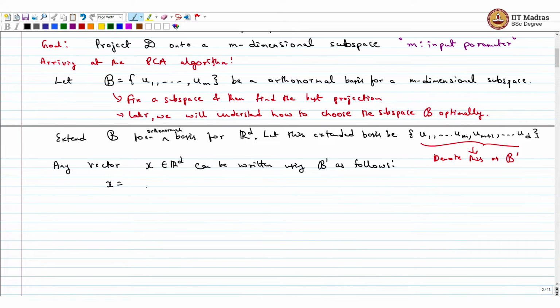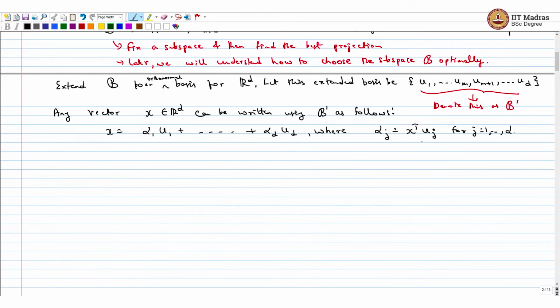Now how do we write this? Alpha 1 u1 plus so on alpha d ud, where how do you figure out these coefficients or the scalars, where alpha j equals x transpose uj for j equals 1 to d. This is fairly straightforward. This is linear algebra 101. Given an orthonormal basis, how can I express any vector in a linear form?